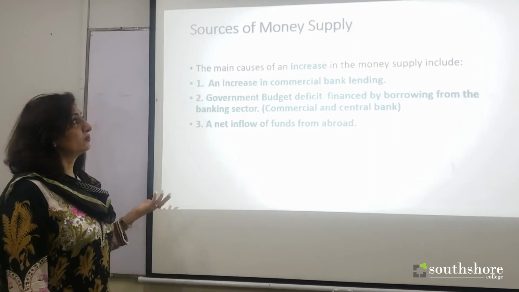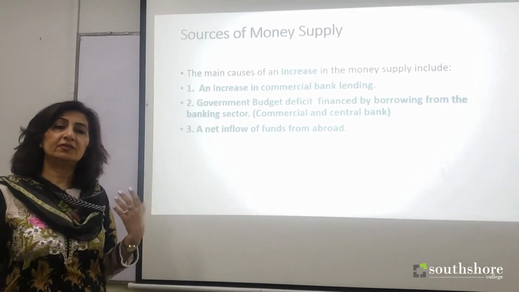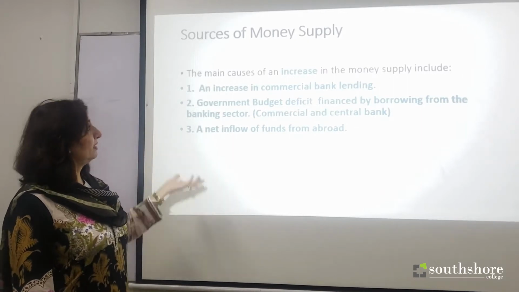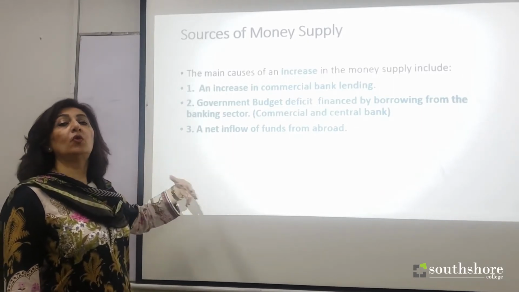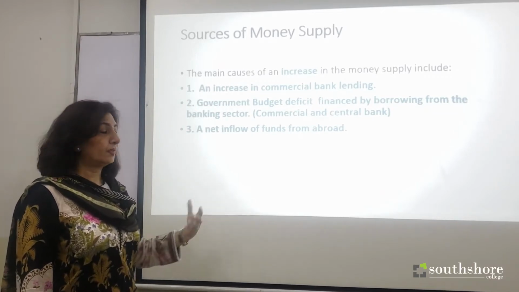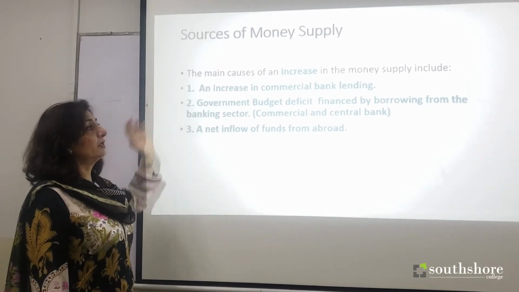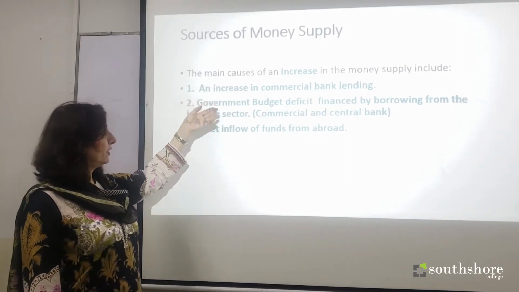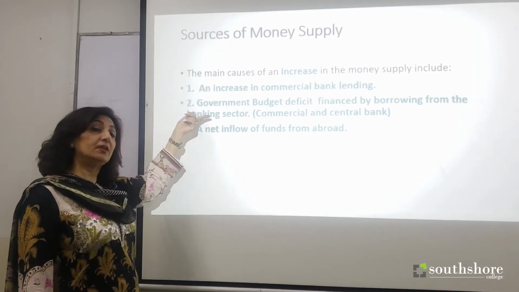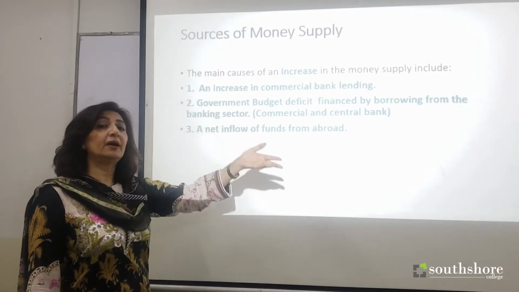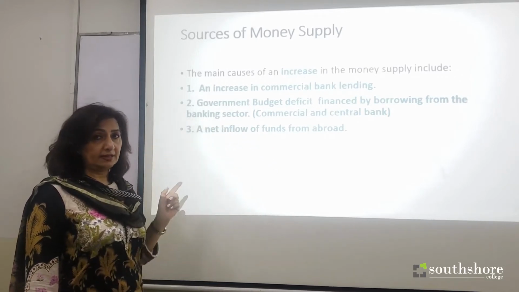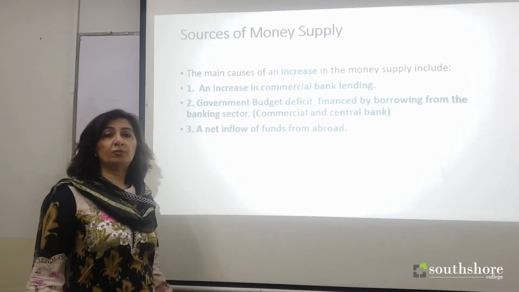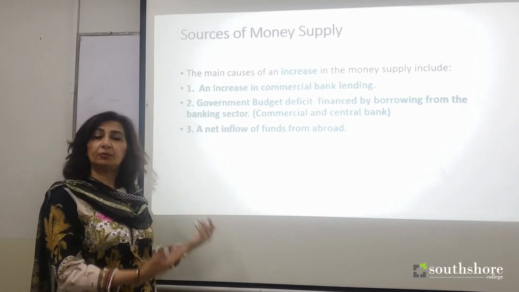Okay, we are looking at sources of money supply, and to understand that we will look into what happens when there is an increase in money supply. What are the causes of it? First one, when commercial banks lend more, there's an increase in their lending. We will do this in detail. Just the points now. Secondly, the government budget, when it is a budget deficit financed by borrowing from the banking sector, as in borrowing from the commercial bank or the central bank. Then there is a net inflow of funds from abroad. We will go into that as well. Let's start with the first one.